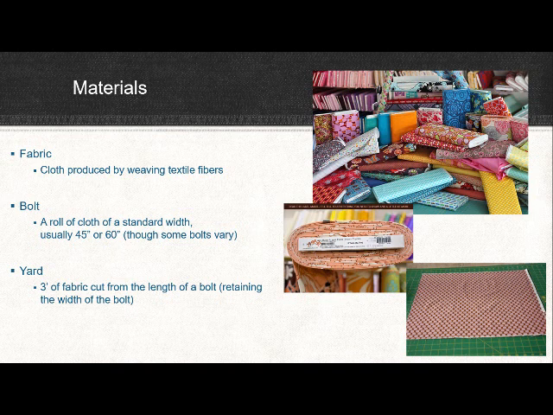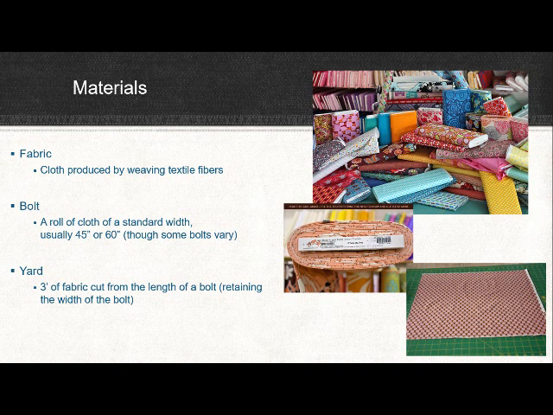So we're going to dive right in and begin by talking about materials that are necessary for sewing. First, you're going to need fabric. Every garment on the planet consists of fabric. This is cloth that is produced by weaving textile fibers. Sometimes those fibers are natural, like cotton or linen or wool. And sometimes those fibers are synthetic, like rayon, acrylic, or polyester. Regardless, those fibers are woven together to create sheets of fabric, which are then sold on a bolt.